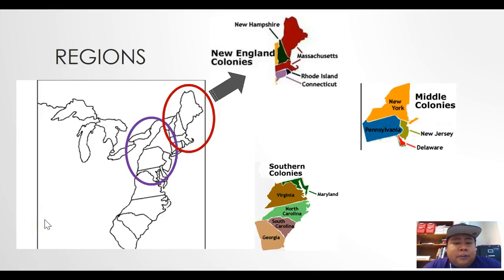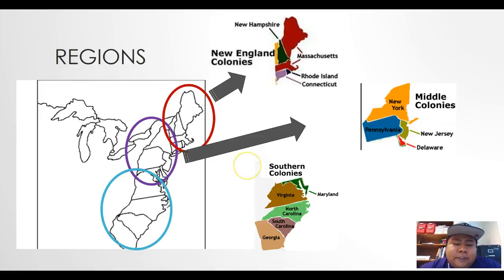Next, we got the shaded area in purple. These are the middle colonies. We got the one in blue. These are the southern colonies. So we split this whole 13 colonies into three different regions. That's very important for us, guys, because each region has its own qualities, its own characteristics, its own geography, and its own way it makes money. I know we keep on telling you this, but it's pretty important.